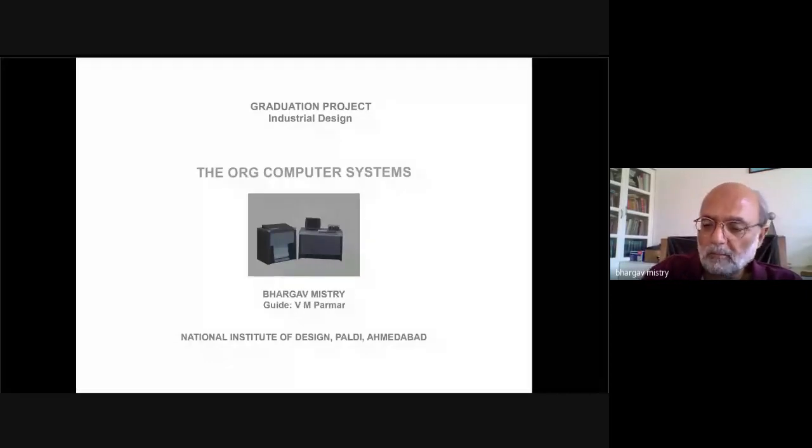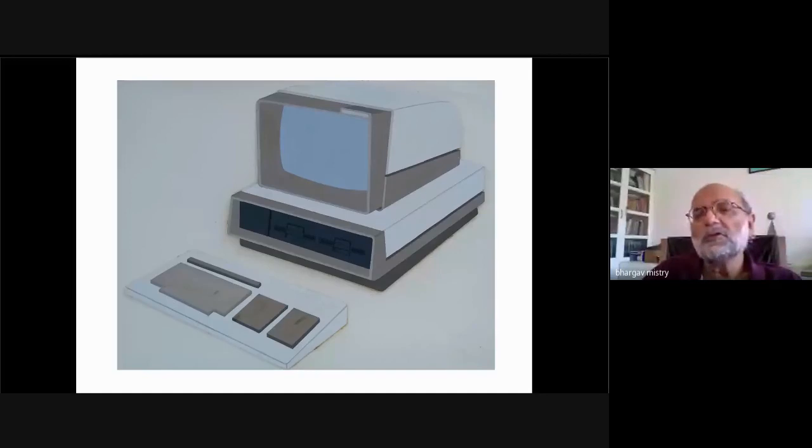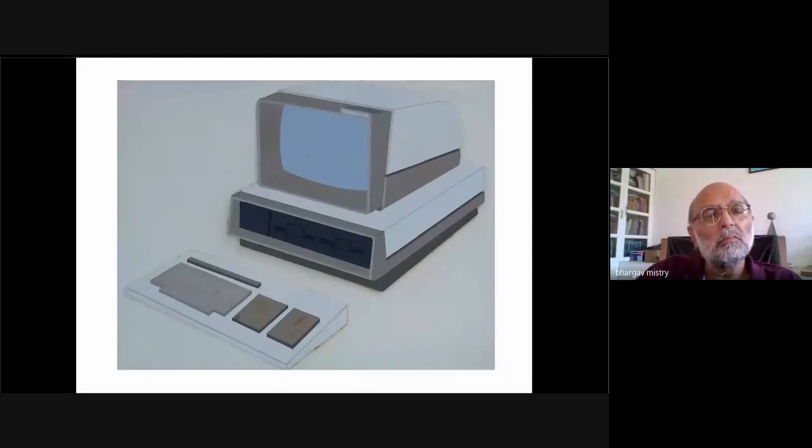Now, at that time, computers were, well, even if I say big, it sounds too small. They were really big. The design methods that we followed during those times were quite similar to what we are doing right now. So first, you do some research. You ideate, you make so many different alternatives, you see what works best.